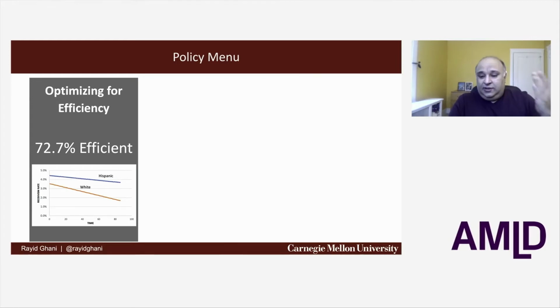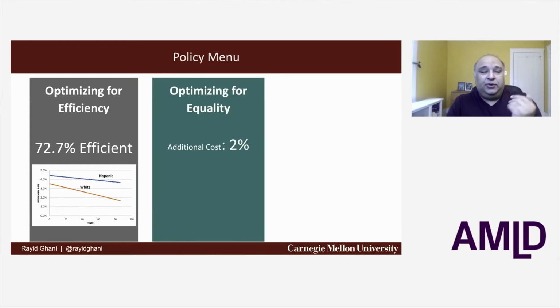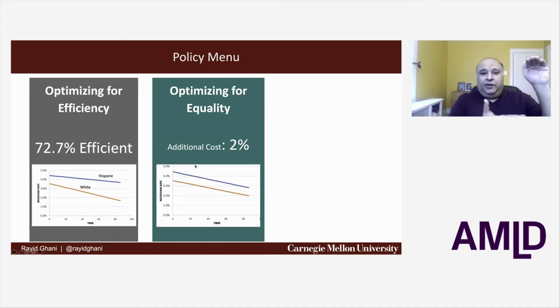Then we said, okay, here's option number 2, which is to build a system that's equally correct, so optimize for the value of equality. That had an additional cost, so it was 2% less efficient. And here's what it results in. It starts with the same point, but now it helps both groups equally, so you get an equal reduction in recidivism. That doesn't increase disparities, but it also doesn't decrease them. It just preserves the existing disparities.